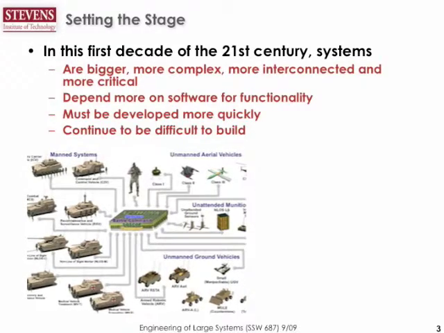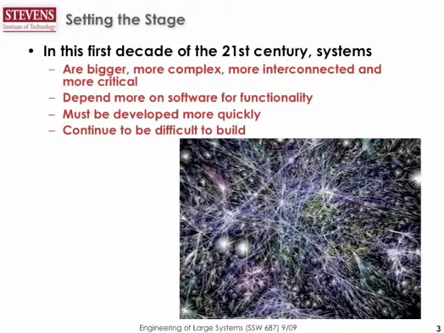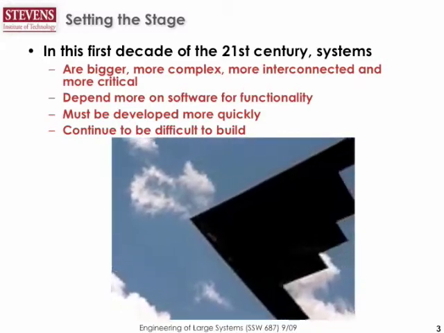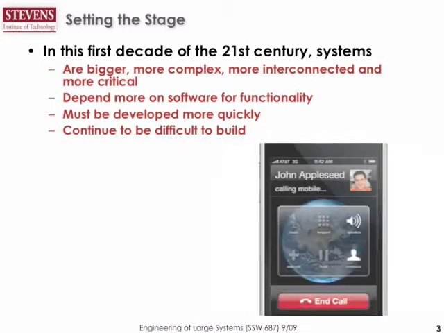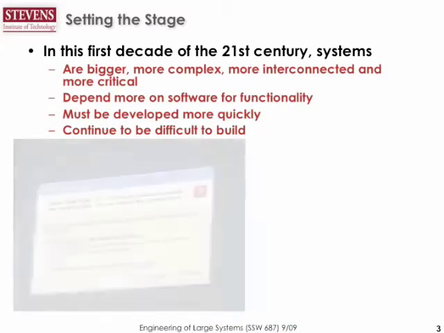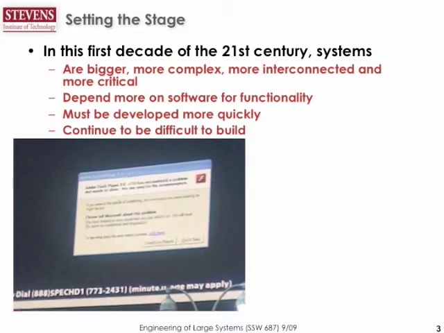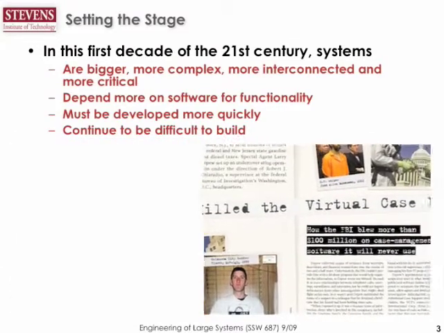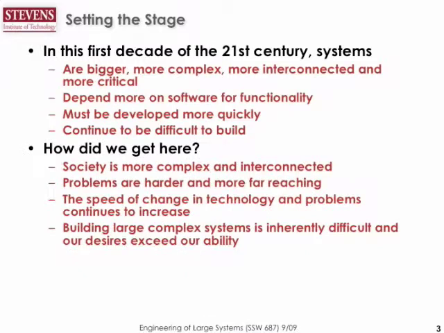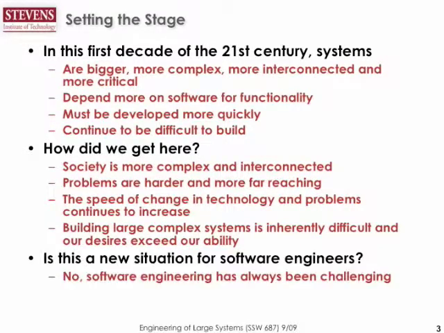Obviously, the first decade of the 21st century has left us with bigger, more complex systems. We're depending more on software. We have to develop things more quickly. And we really haven't had a lot of luck building the systems we've tried to build today. There are a lot of reasons how we've gotten here, but it's really not a new situation for software engineers.